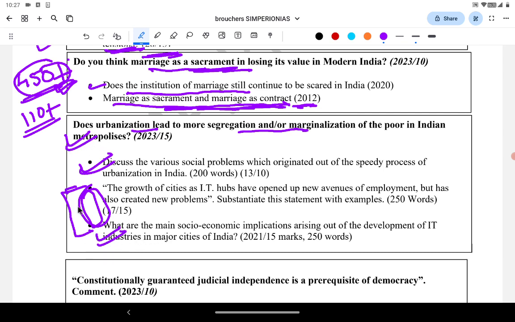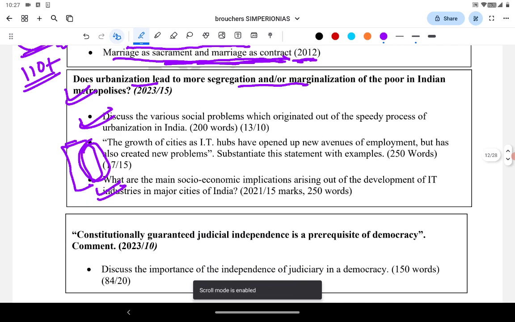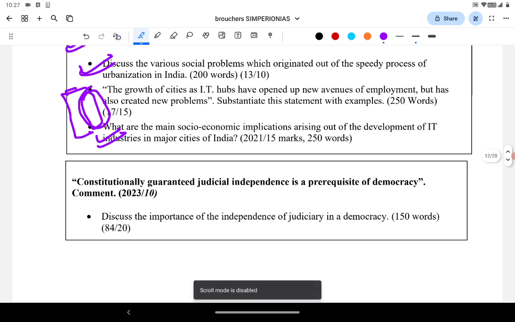The development of urbanization, development of slums, development of IT cities, the benefits of IT cities, and also what are the negatives. Even urbanization has its positives, but also has negatives. It depends upon the tone of the question. Okay, let's move to the next question. See, this is one of the questions which is a kind of direct repetition.